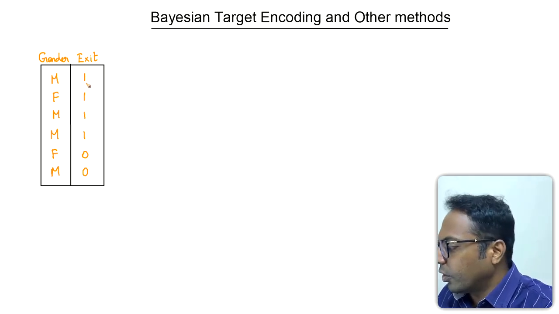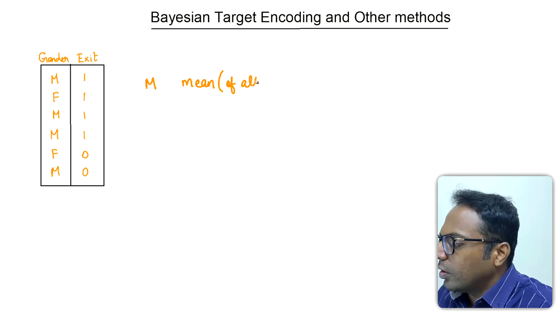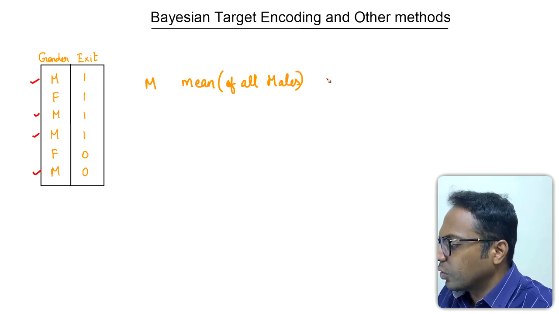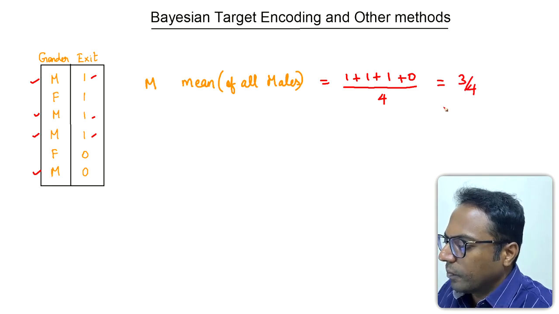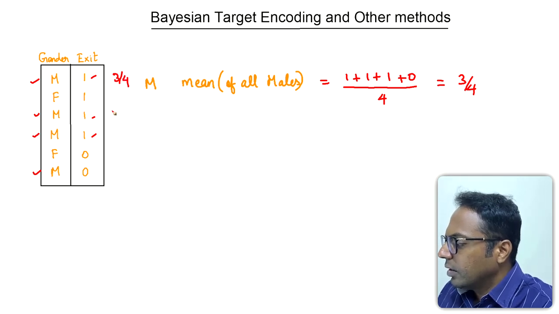Now, to do target encoding on this, what we would do is we will simply compute, for all the males, the mean of all the males, and substitute that mean wherever m occurs. So in this case, we have 4 instances. So you have 1 plus 1 plus 1 plus 0 divided by 4. So the mean would be 3 by 4. Isn't it? So wherever m occurs, we will replace those m's with 3 by 4.